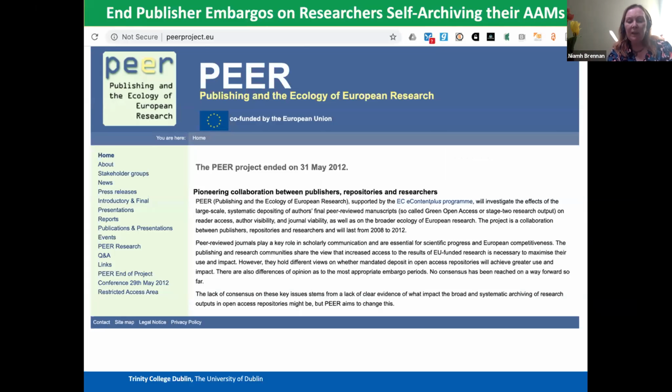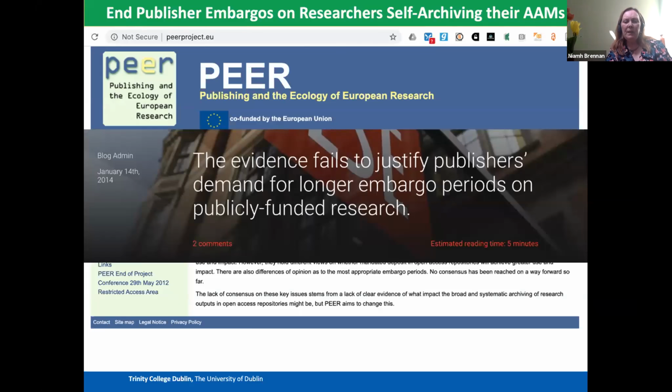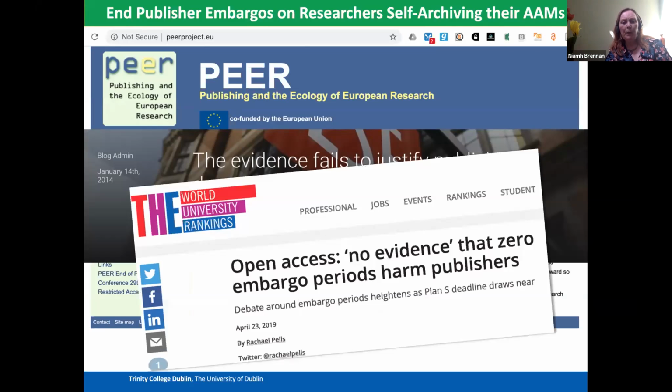In fact, the repositories were driving traffic towards the publisher's website. We were actually working as marketers for them. And we can see as well, evidence fails to justify publishers' demand for longer embargo periods. In the London School of Economics Impact blog, and the Times Higher says open access, no evidence that zero embargo periods harm publishers, just as Johan said, and just as we've seen. So this needs to be finished over and done with right now.